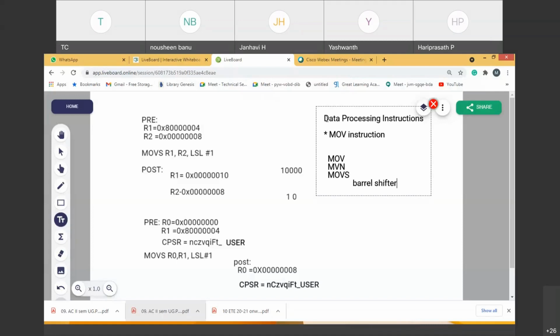So in that we clearly mentioned LSL, left shift, then LSR, right shift, and rotate right, so ROR, ROX, and so on. Some instructions are associated with these barrel shifter instructions, or shift instructions, you can say.